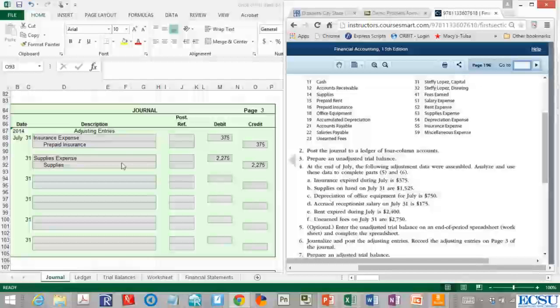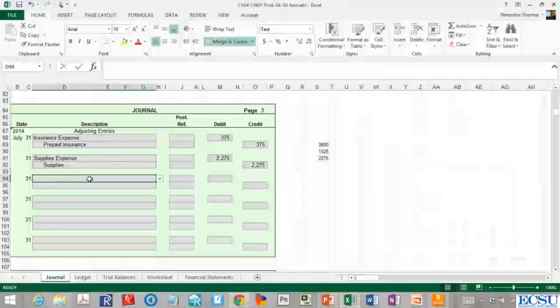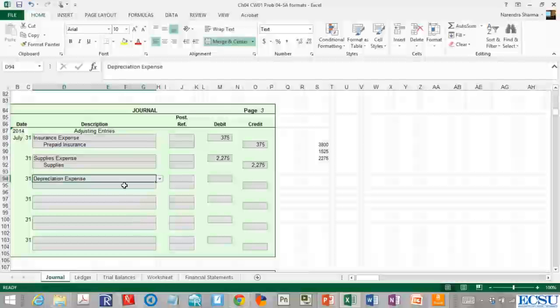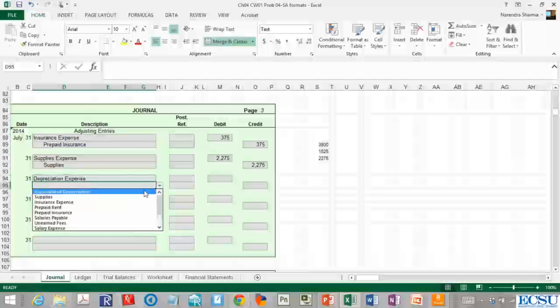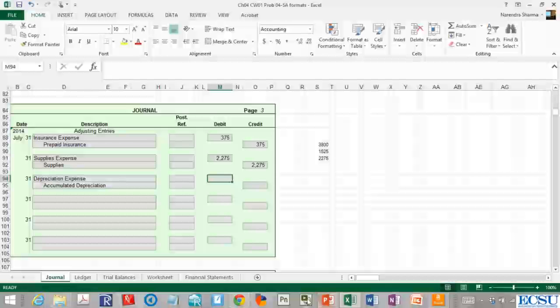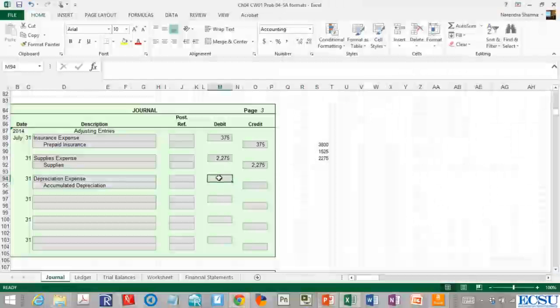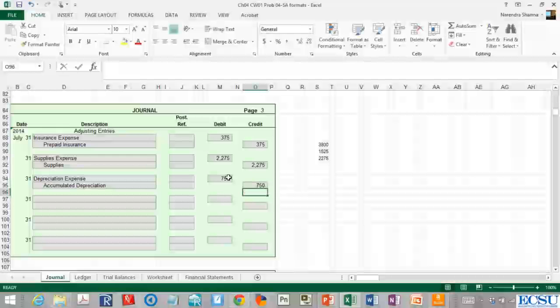That is a straightforward one. So we'll do this. Depreciation expense would be debit. So let's find out depreciation expense, and then we'll be crediting the accumulated depreciation, and the amount is given to us as 750. So let's do that, 750 and 750. Okay. Once we have done that, let's go on to the next.